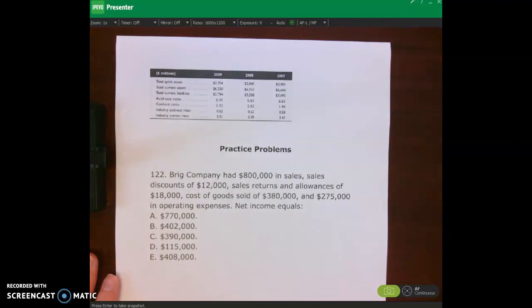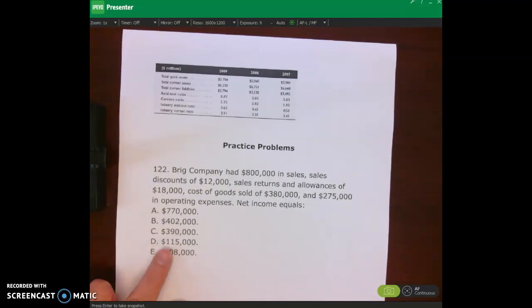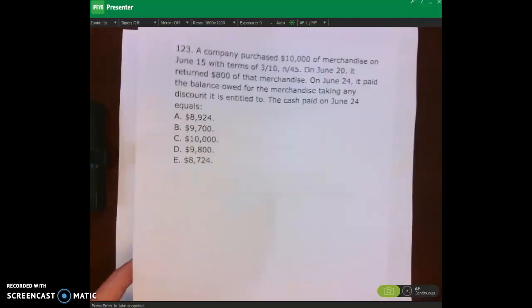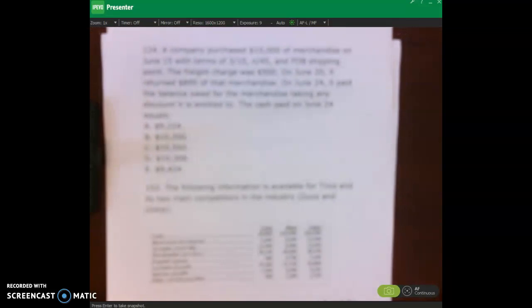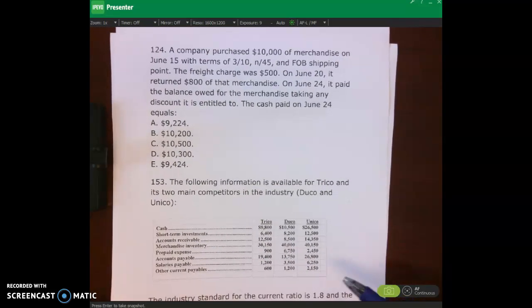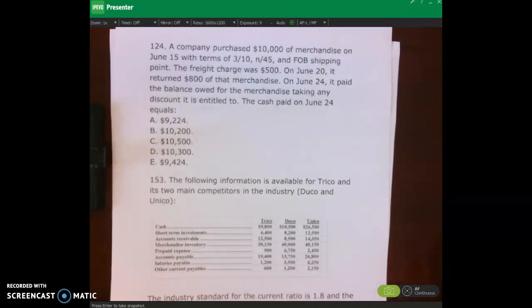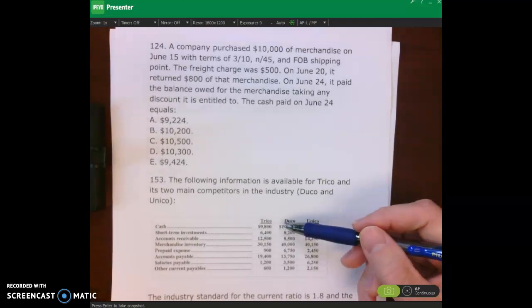So here's what I want you to do. I want you to pause the lecture video and do number 122 on page 109, 123 on page 110, 124 on page 111, and also number 153 on page 111. And I just want you to do it for Trico.